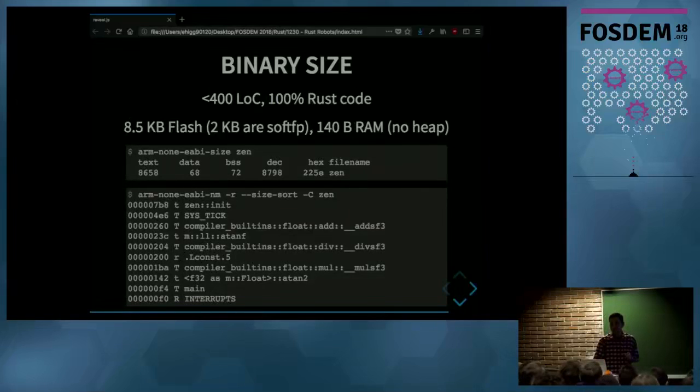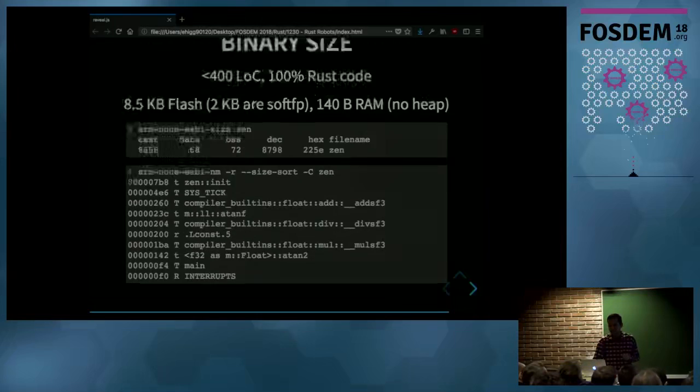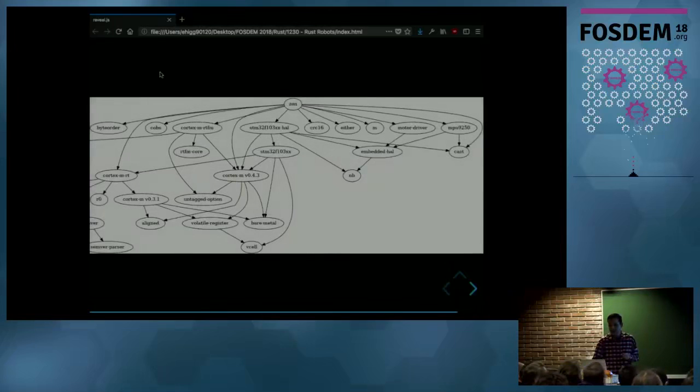RAM was 140 bytes, and I didn't use any dynamic memory allocation. At the bottom you can see the biggest symbols, and among them you will find this software emulation of IEEE floats. Finally, this is the dependency graph of the project. It has around 20 dependencies, excluding build dependencies, so there's a lot of code reuse in there.